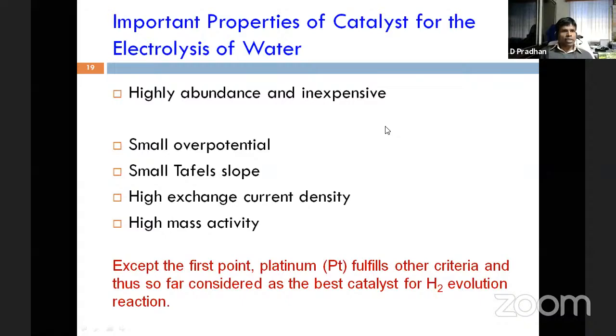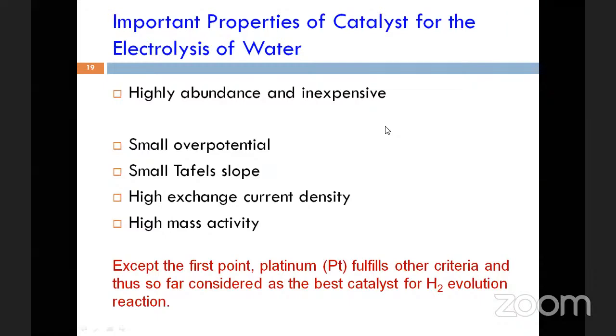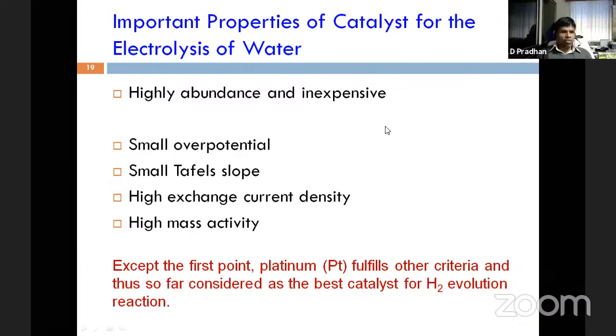the important properties of the catalyst are that it should be highly abundant and inexpensive. In that sense, platinum does not fulfill the criteria. It should have a small overpotential, the potential required to increase the current density 10 times. We should have a small Tafel slope, high exchange current density and mass activity. Exchange current density is the current produced without bias. So all these are important requirements to have the best catalyst.